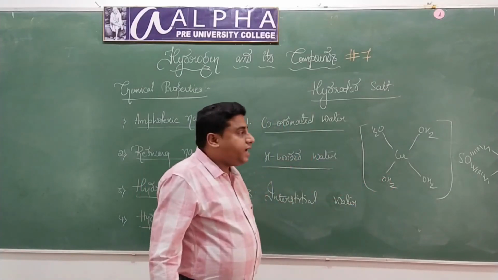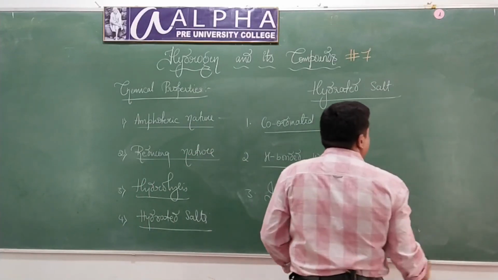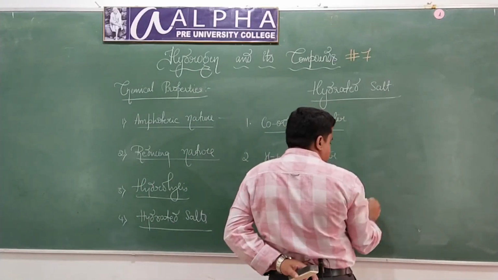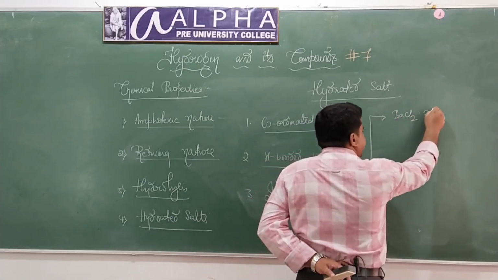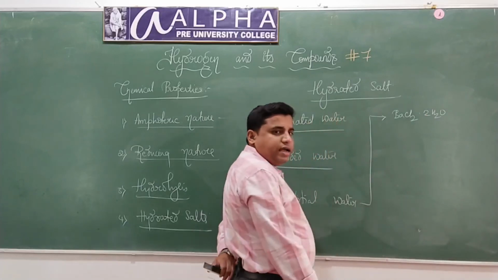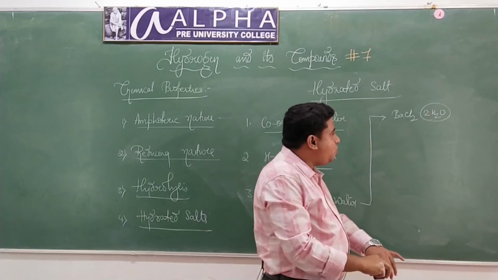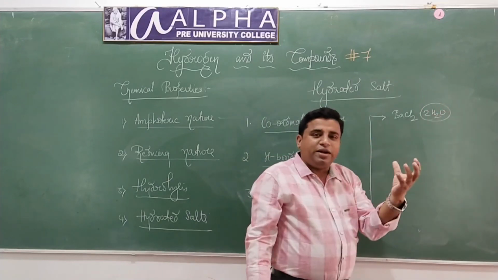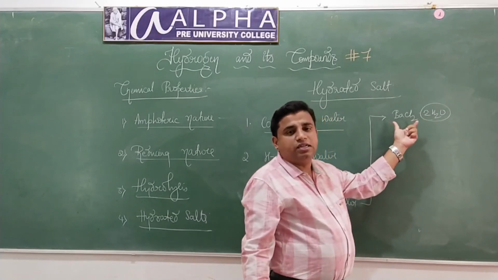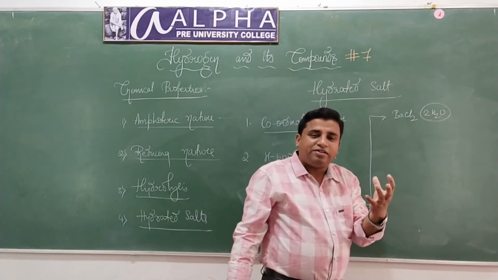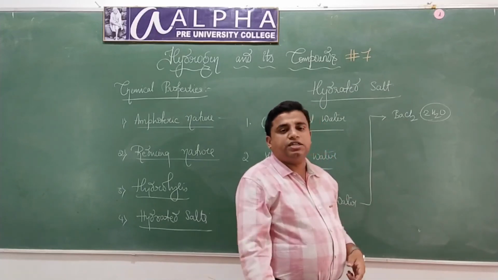And lastly, interstitial water. What do you mean by interstitial water? Let me take the example of barium chloride dihydrate. These 2 water molecules will be trapped inside the interstitial sites of the barium chloride crystal, inside the lattice points.